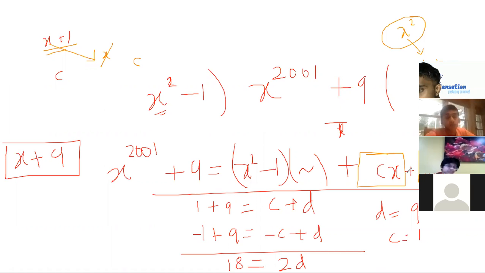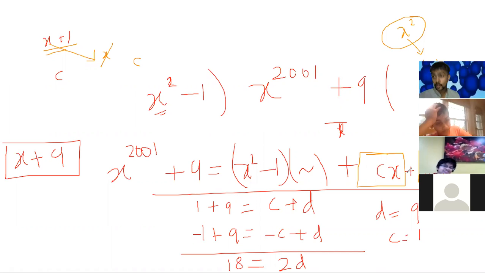If you divide by x plus 1, the last fellow to be knocked off is x. Then what are you left with? That 9. A constant, right? Your remainder is a constant.